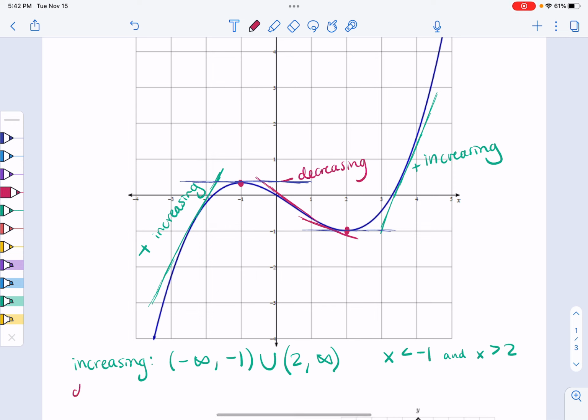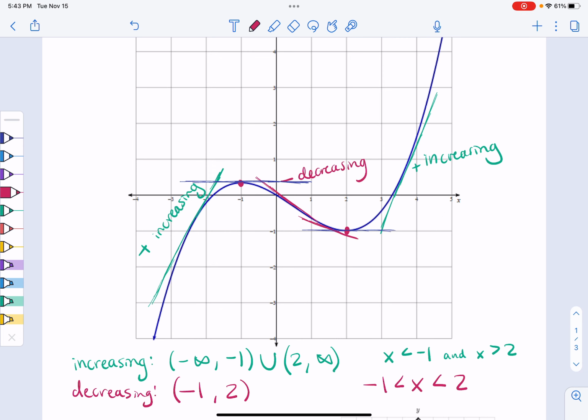Now, this is decreasing over the interval -1 to 2. It's this interval right here. That's when it's going down. So -1 to 2. And again, we are not including those endpoints because it is not actually increasing or decreasing at those points. It is flat. Okay? If I were to write this in inequality notation, I would say that it is decreasing when x is greater than -1 and less than 2.